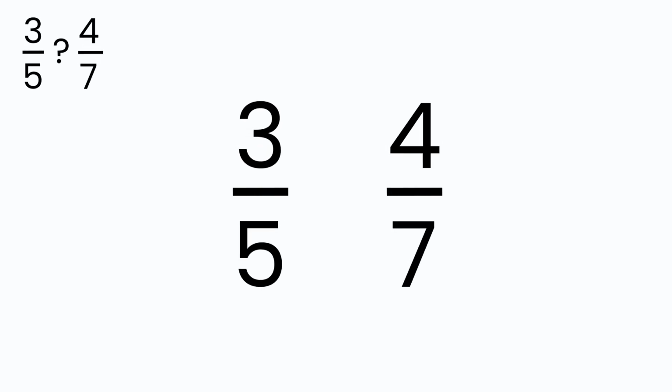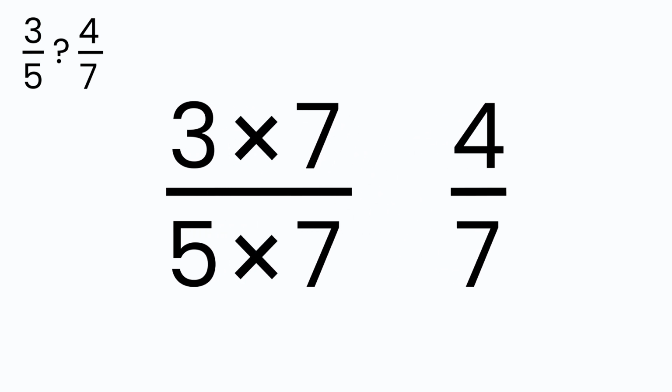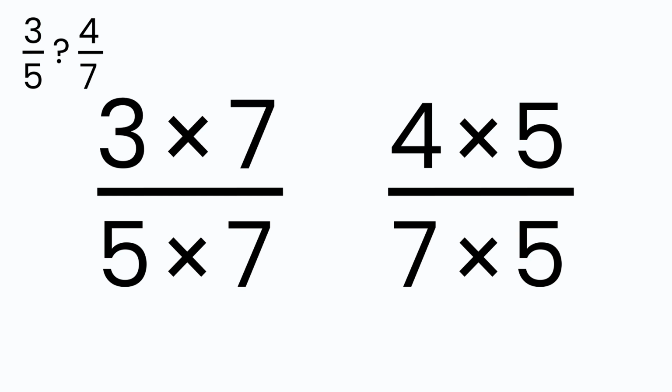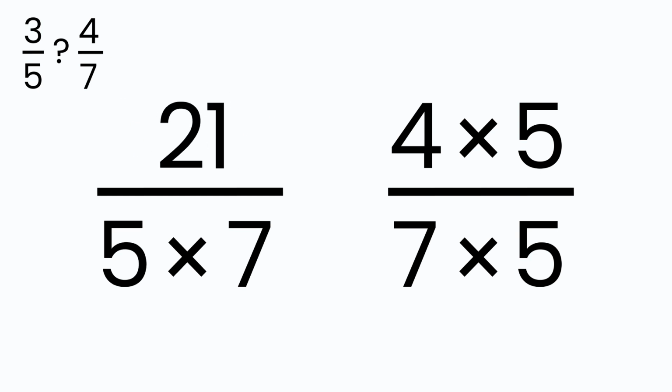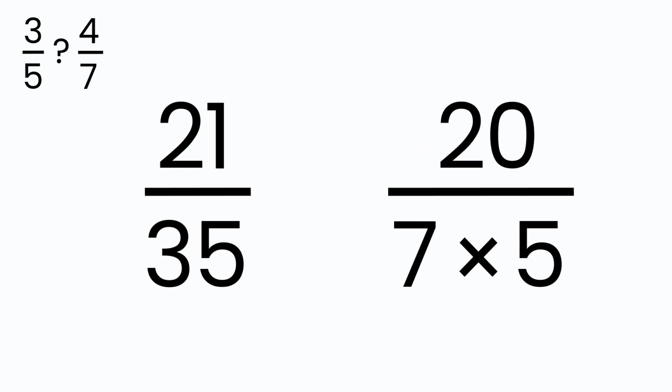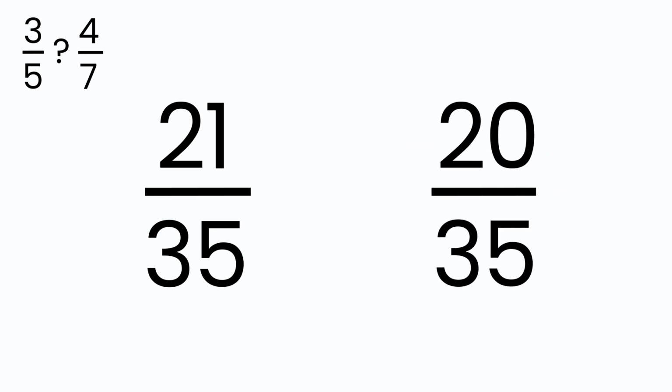Let's look at an example. You want to find out which fraction is the larger between 3/5 and 4/7. You find a common denominator by expanding 3/5 by 7 and 4/7 by 5. 3 times 7 is 21, and 5 times 7 is 35. So 3/5 is the same as 21/35. 4 times 5 is 20, and again 7 times 5 is 35. So 4/7 is the same as 20/35.